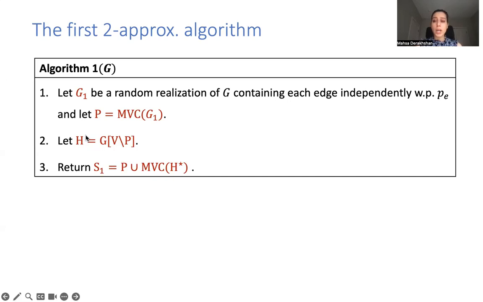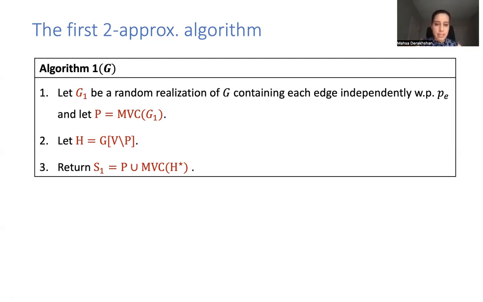Now we are going to query all the edges that do not have an endpoint in P. That would be an induced subgraph of G over the vertices that are not in P. After querying these edges, we take a minimum vertex cover of H star, which are the edges that we queried and are realized. Then we output the union of P, which is a minimum vertex cover of G1, and the minimum vertex cover of H star. This clearly covers all the edges that will be realized.